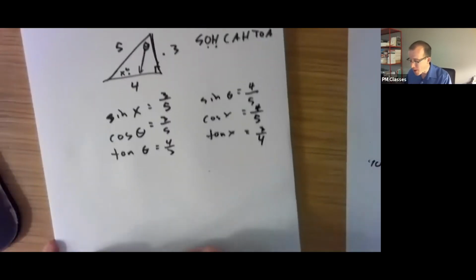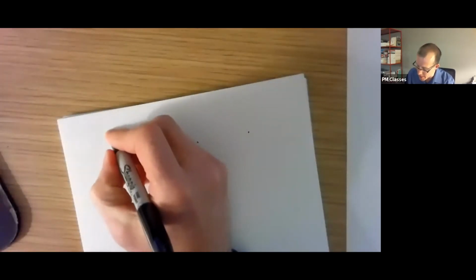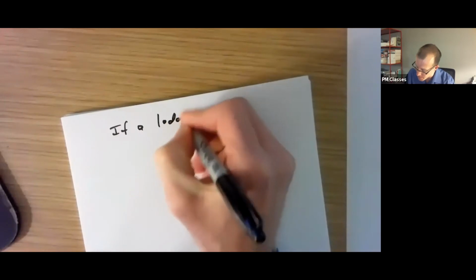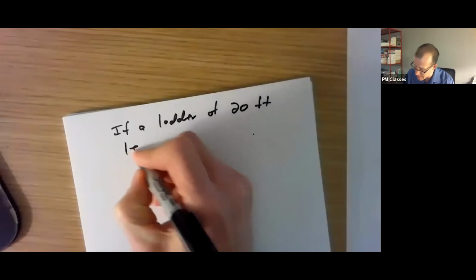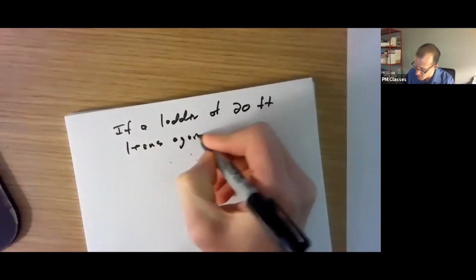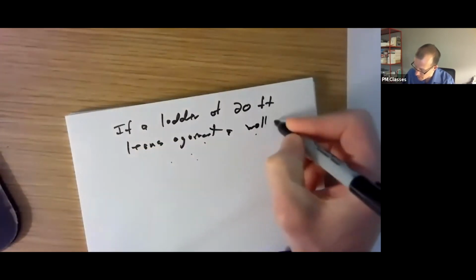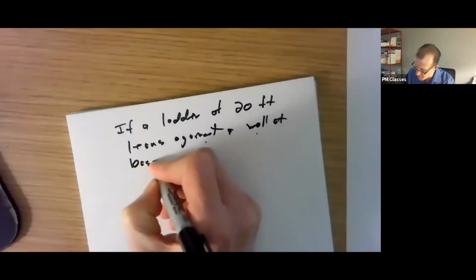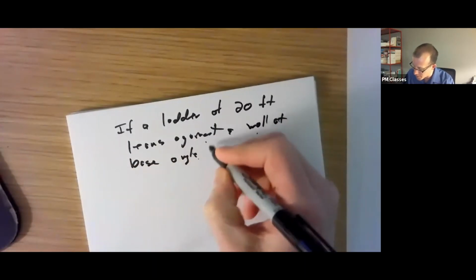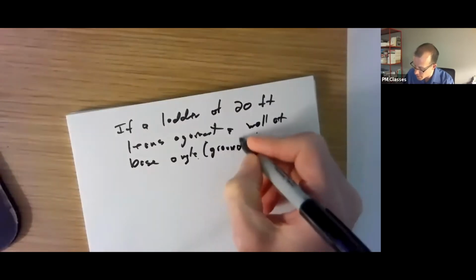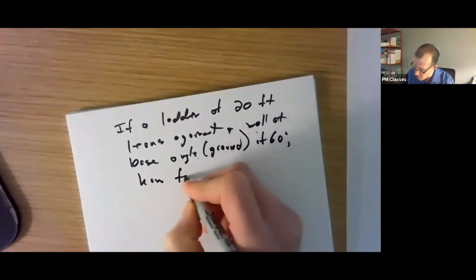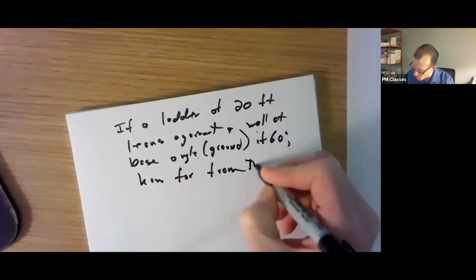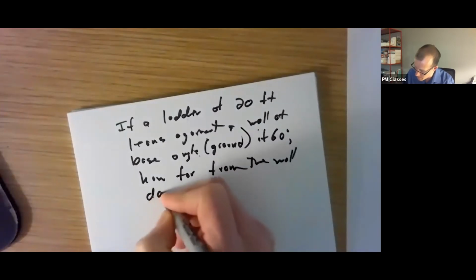You're probably not going to see problems like that. They're going to put it into word problems because they hate us. So what do they say? If a ladder of 20 feet length leans against a wall at a base angle, or angle relative to the ground, they may use more words, I'm going to use fewer, of 60 degrees, how far from the wall does the ladder extend?